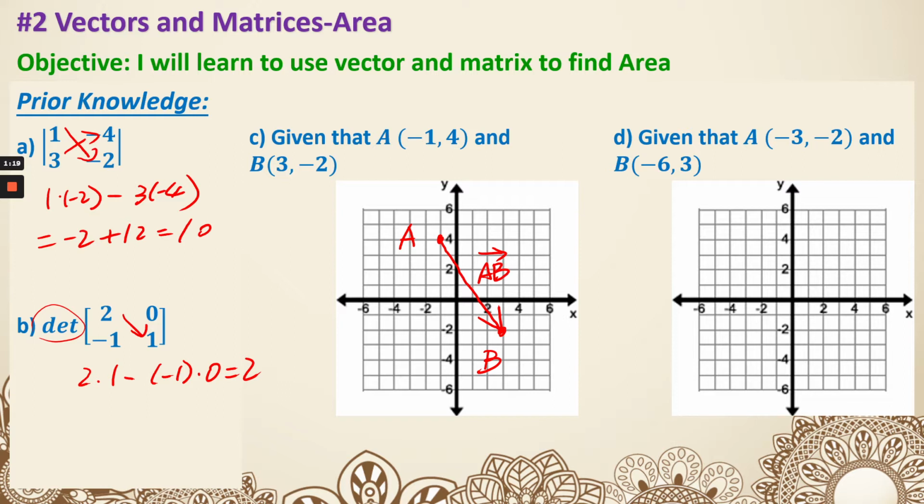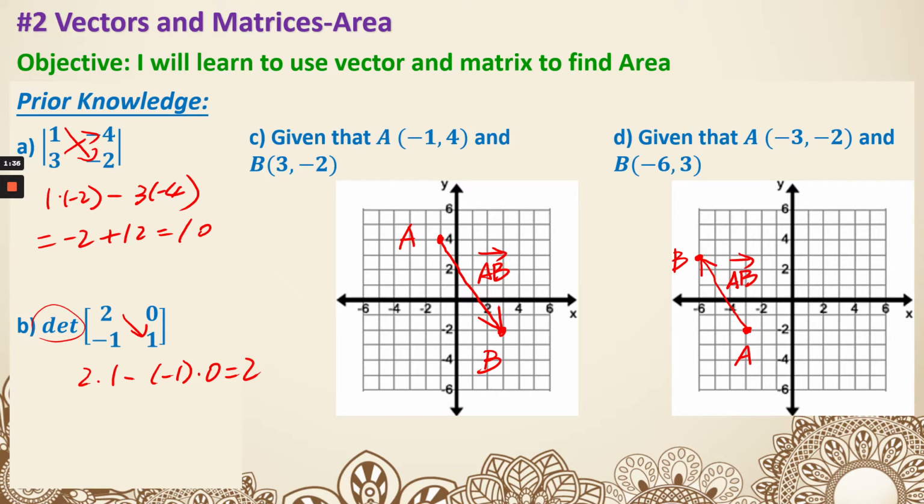Question D. A is -3, -2. B is -6, 3. That's our A, that's our B, and it is going to be from A to B, and an arrow, that is our vector AB.